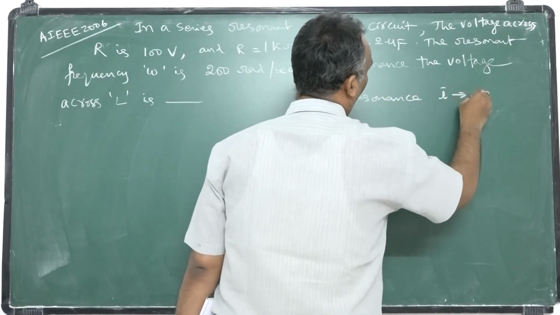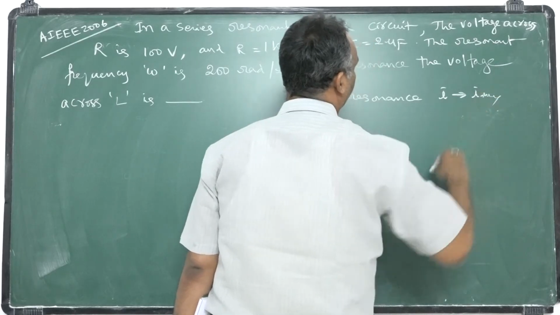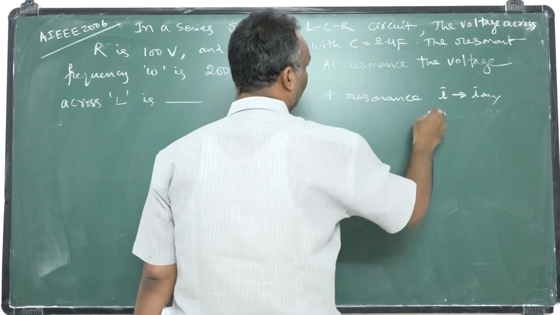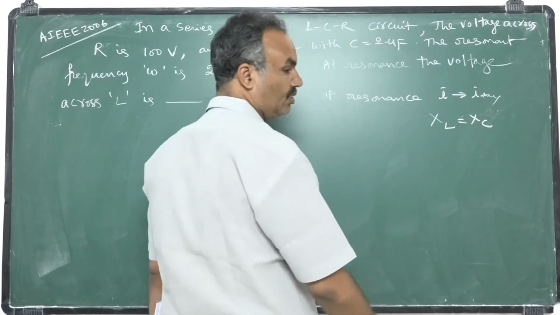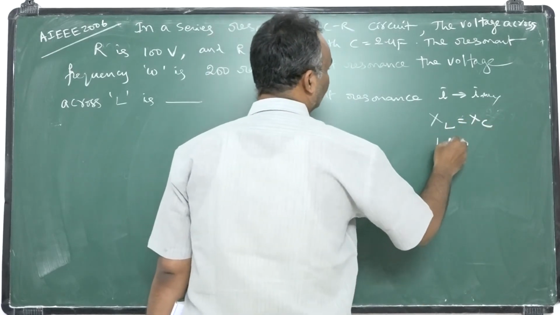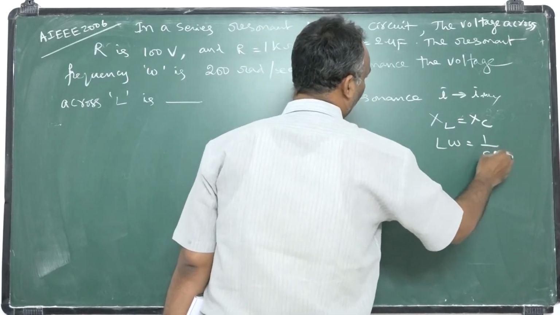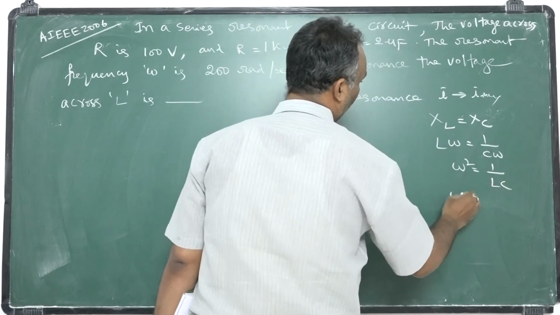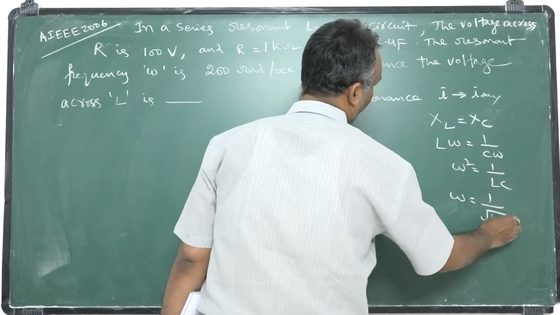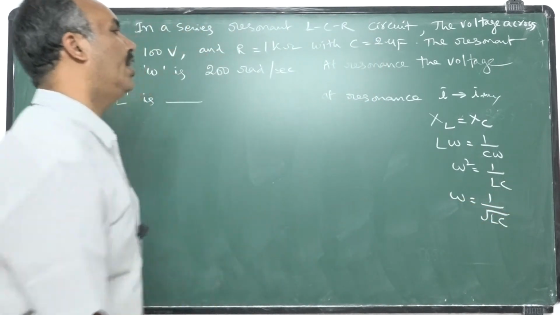I becomes I maximum. It happens when inductive reactance is equal to capacitive reactance. Inductive reactance is L omega, that must be equal to 1 by C omega. Then omega square is equal to 1 by LC. Omega is equal to 1 by root LC. This is the general idea.